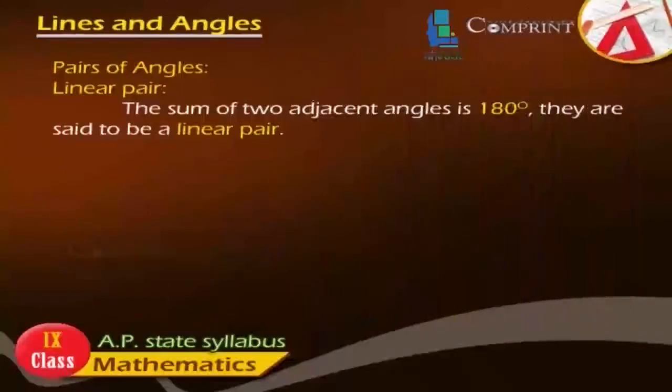Pairs of angles. Linear pair. If the sum of two adjacent angles is 180 degrees, they are said to be a linear pair.